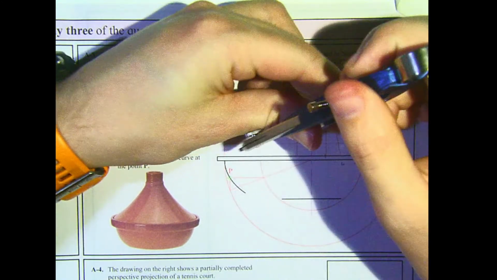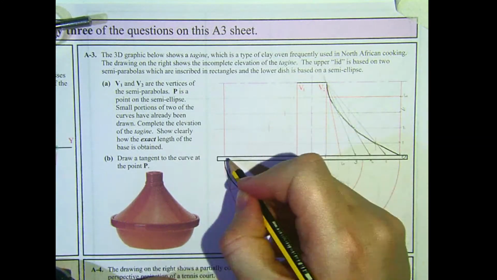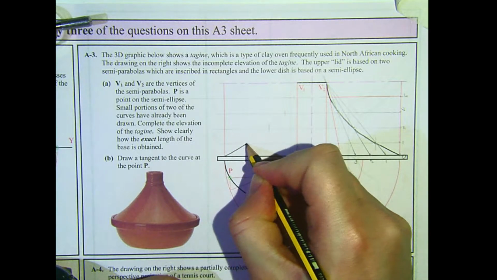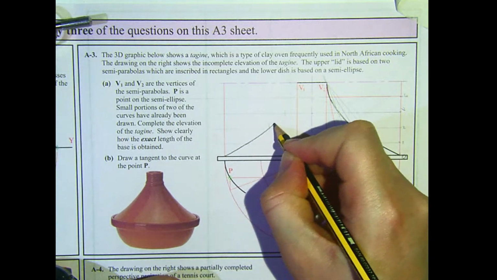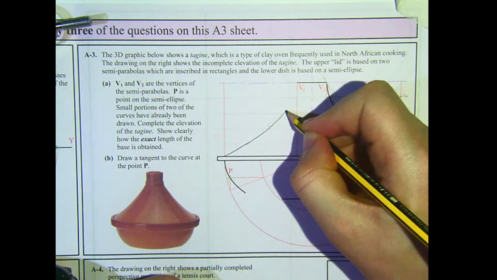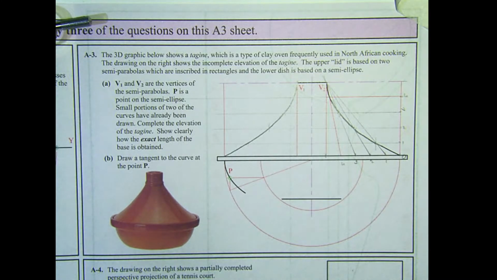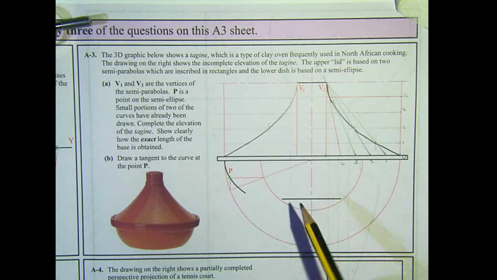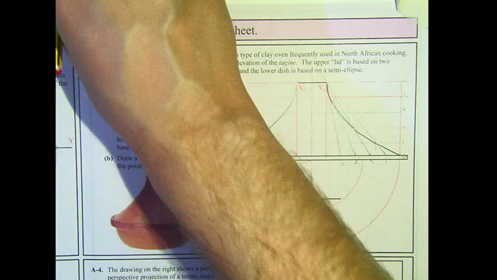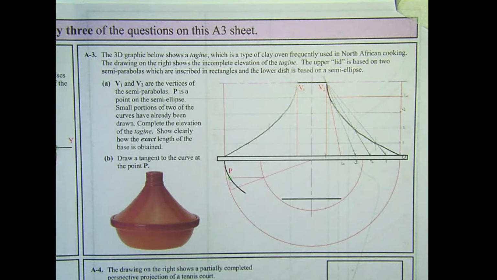There and there. And again, best curve that we can that joins up all of these points. And that gives us our parabola on the other side. So that's the first half of part A done. The second half is we need to complete the rest of the ellipse. So we're using the auxiliary circles method for this.